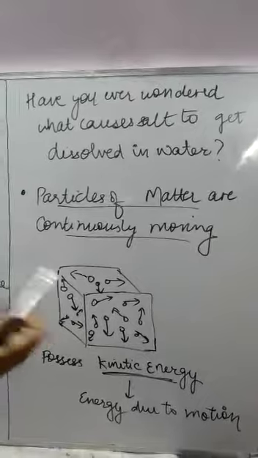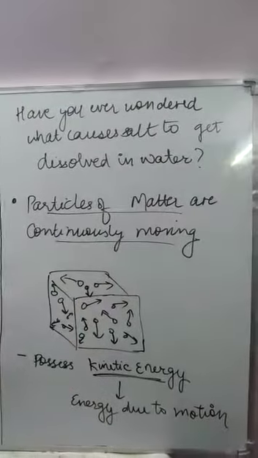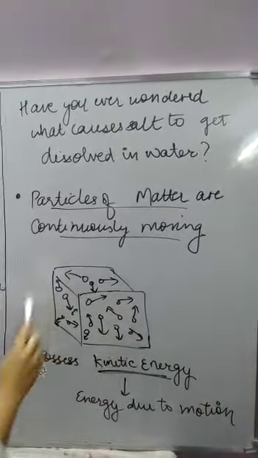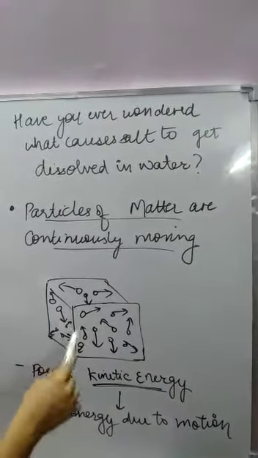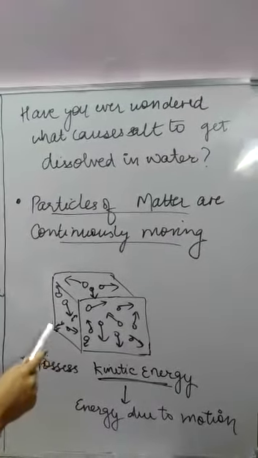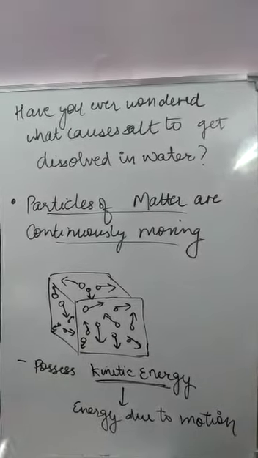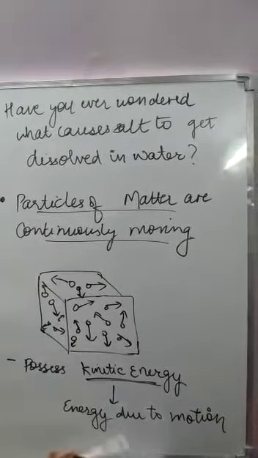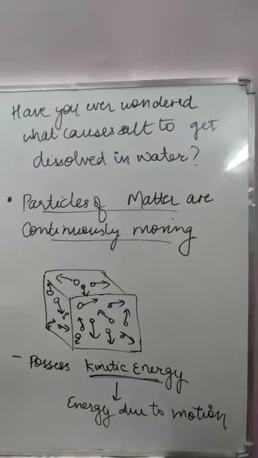Talking about the second characteristic, particles of matter are continuously moving. Here you can see that this is a matter. In this, these are particles. They are moving here and there in all random directions. That is, particles of matter are in motion all the time. Hence, they possess kinetic energy. What is kinetic energy, students? The energy which is caused due to motion of particles.